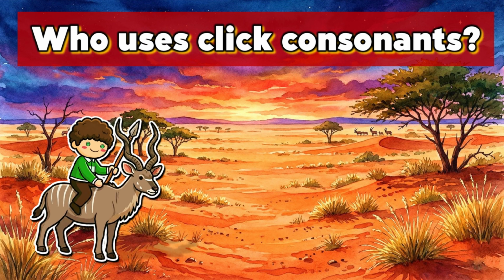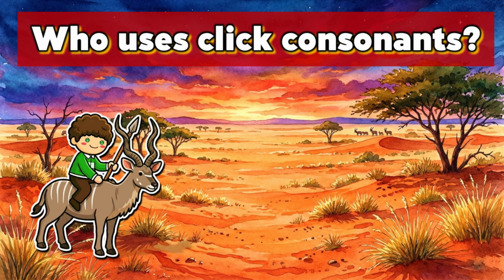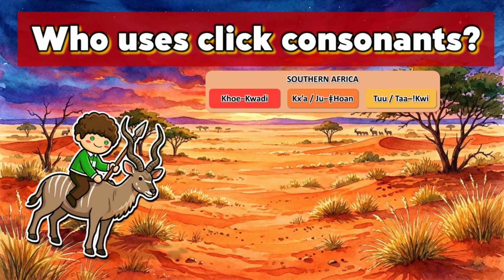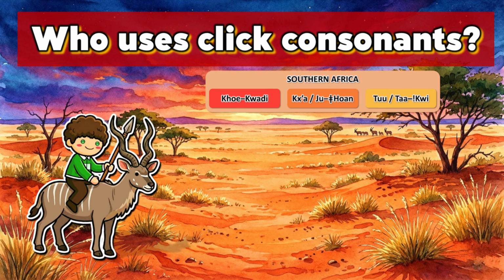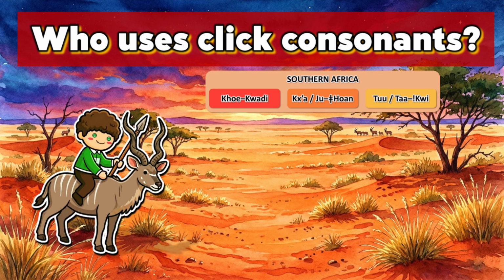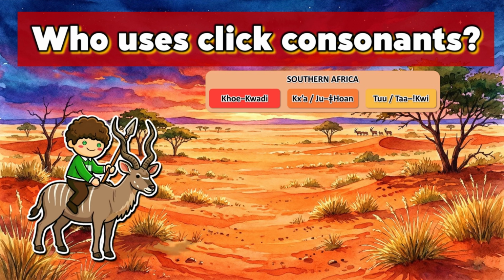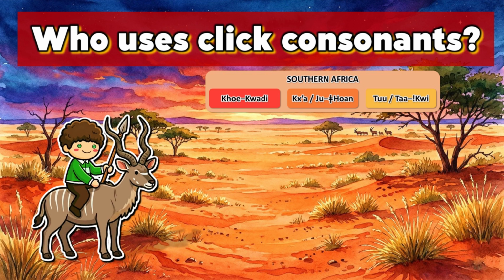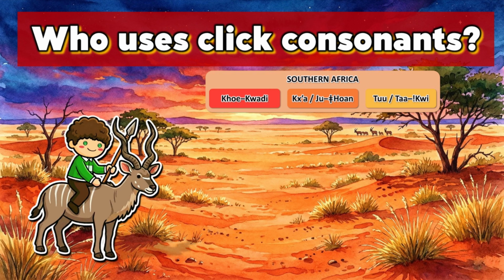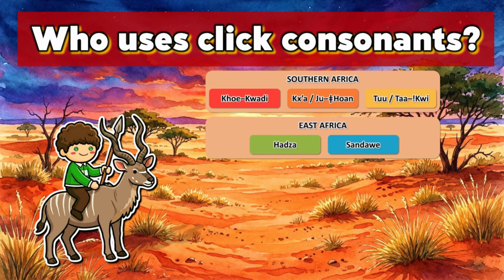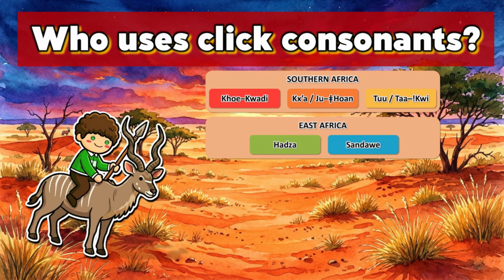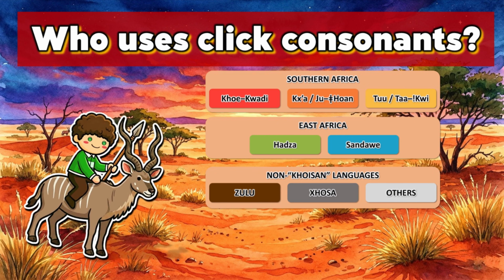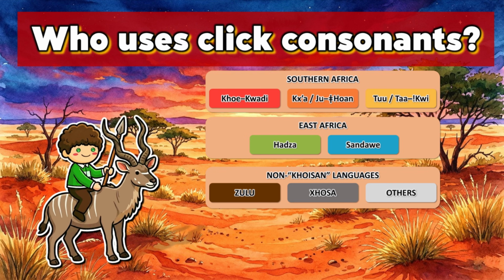Who uses click consonants? Let's separate this clearly. In southern Africa, families commonly grouped under Khoisan. A major overview used in modern scholarship discusses three main southern African lineages. They are the Khoe-Kwadi, Kx'a, also called Juhoansi, and Tuu, and two in East Africa. They are the Hadza and Sandawe in Tanzania, and also non-Khoisan languages that also have click sounds, borrowed through contact.